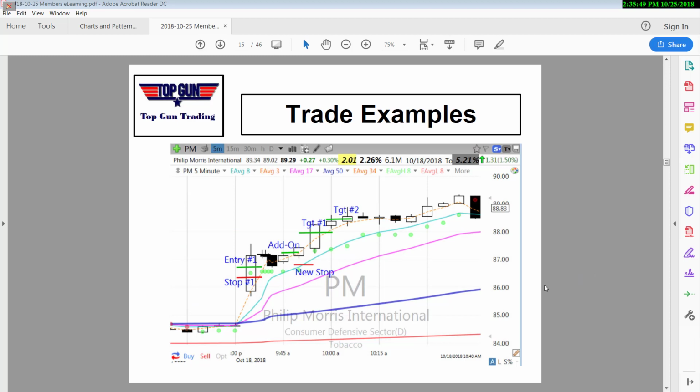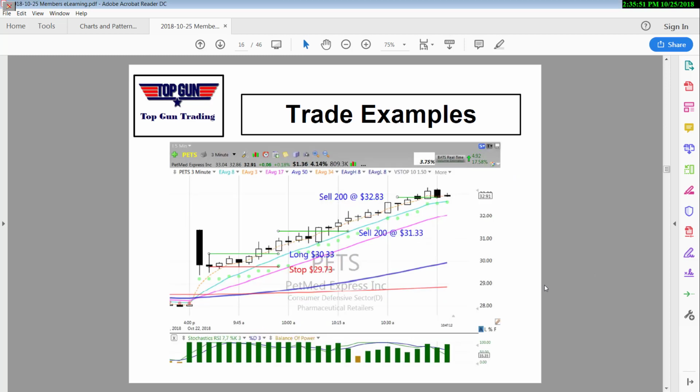Let's move on to the next example. Next example was PetMed Express, pets. I'm going to show you what happened here. At the open, it gapped up. Now we're looking at the dailies as well, and it gapped up over 31. I thought, oh, that's pretty good. But then it immediately gave it up.